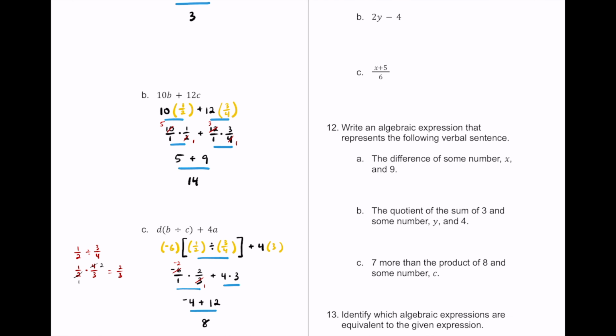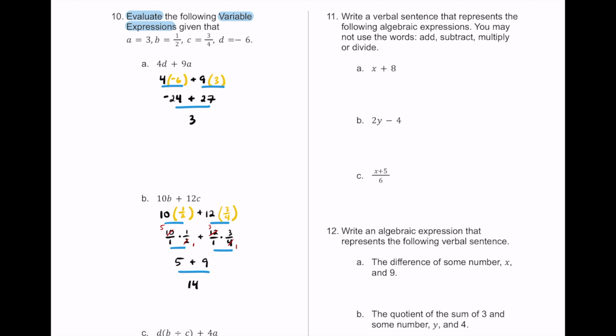Let's see what else we got here. For number 11, we're going to go ahead and write some verbal sentences. So we're going to write some words out that represents each of these algebraic or variable expressions. And we're not going to be using the words add, subtract, multiply, or divide.